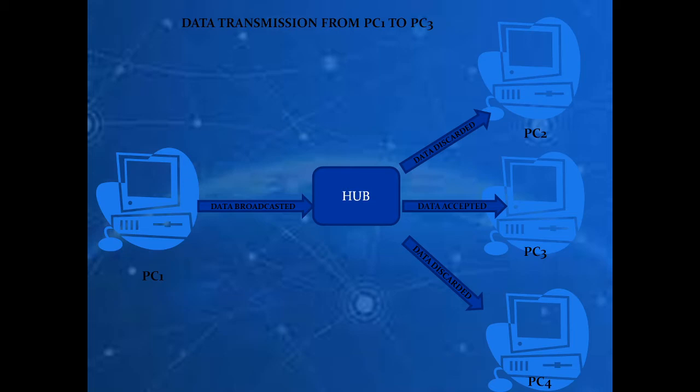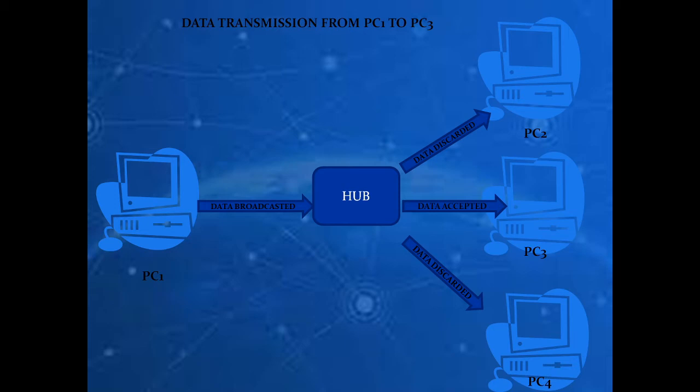Now suppose PC1 wants to transmit data to PC3. So how will the hub work for the data transmission? In the previous slide we have discussed that a hub broadcasts messages. What is the meaning of broadcasting?